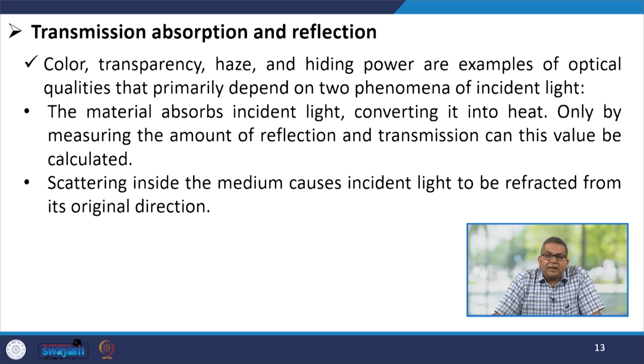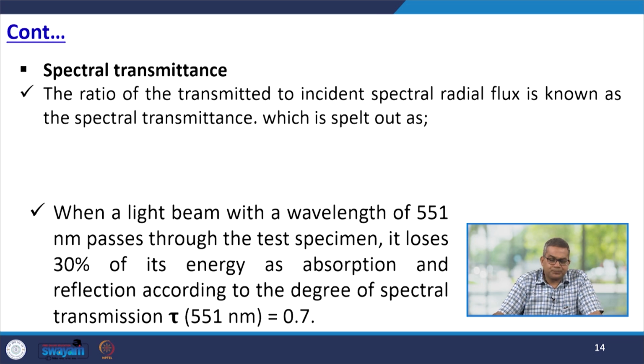Color, transparency, haze and hiding power are examples of optical qualities that primarily depend on two phenomena of incident light. The material absorbs incident light, converting it into heat. Only by measuring the amount of reflection and transmission can this value be calculated. Scattering inside the medium causes incident light to be deflected from its original direction.